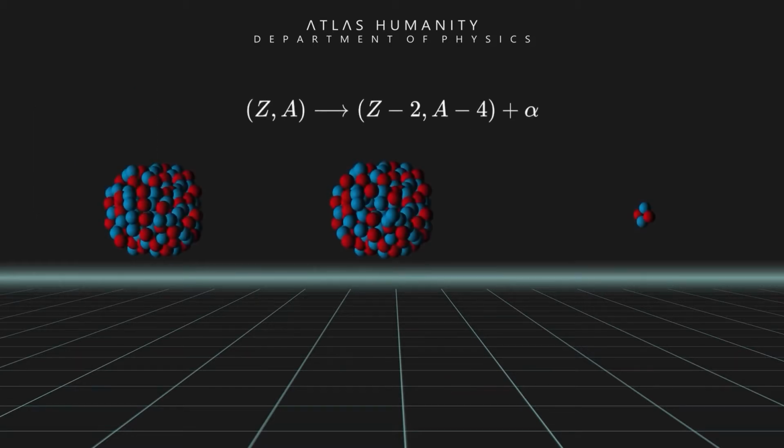We can represent this process as follows. For a given element of Z protons and A nucleons, where A is the number of protons and neutrons together, we get to a lighter element of Z minus 2 protons and A minus 4 nucleons, because we are losing 2 protons and 4 nucleons, 2 protons, 2 neutrons, plus the alpha particle.